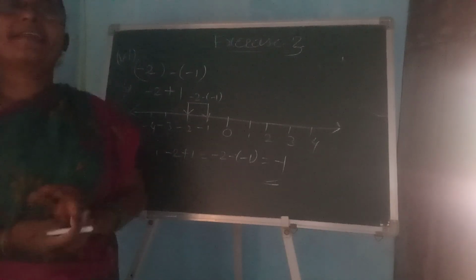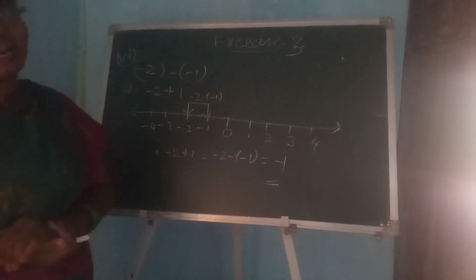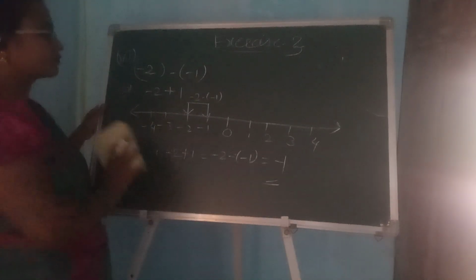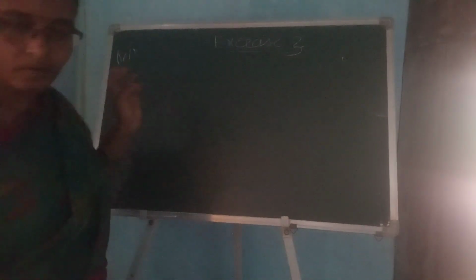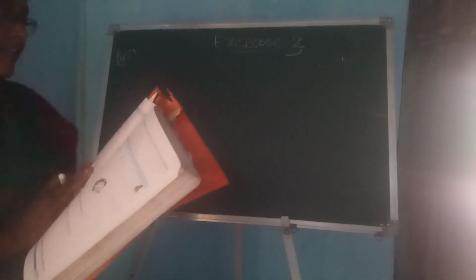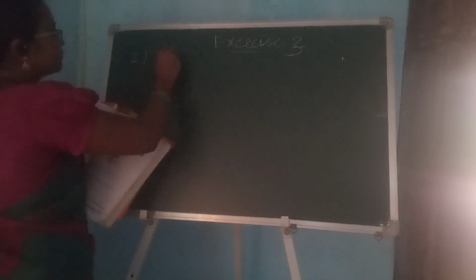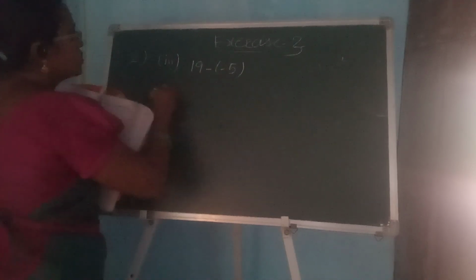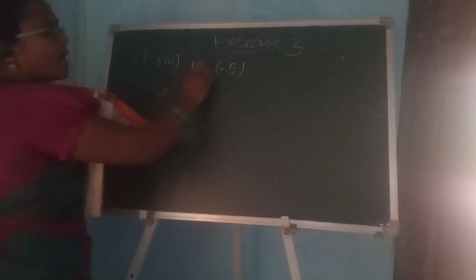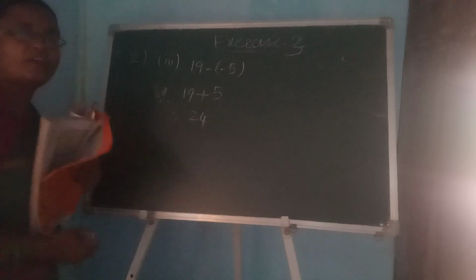So, by this, the second exercise, first bit is finished. Now we are going forward to the second bit of the second exercise. Solve the following we are given here. Among this, see here the third one, second bit, third one. 19 minus of minus 5. Solution. 19 minus into minus becomes plus, plus 5. 19 plus 5 is 24.